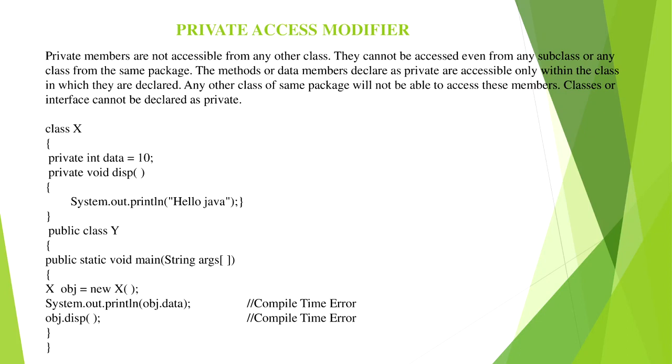because data and disp, these two members, are declared as private in class X, and I am accessing them in class Y. That's why it gives a compile time error. Because data and disp are private in class X, I have to access them within class X, not in class Y.